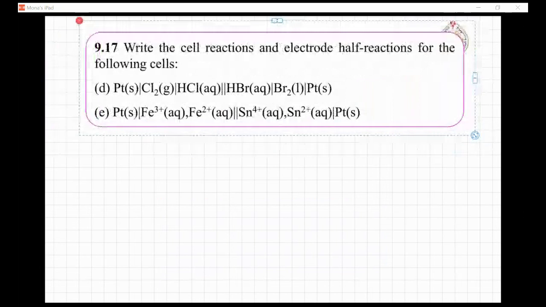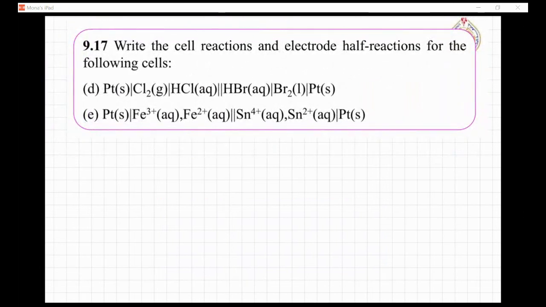9.17. What does it say? 9.17 says, write the cell reactions and electrode half reactions. Actually, I have to write the electrode half reactions before I can write the cell reaction. I cannot write the cell reaction before I write the two reduction half reactions. So take it as a rule, whenever you want to solve an electrochemistry question, make it a habit that you write the two reduction half reactions.